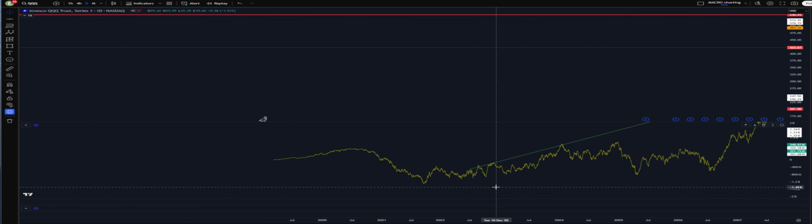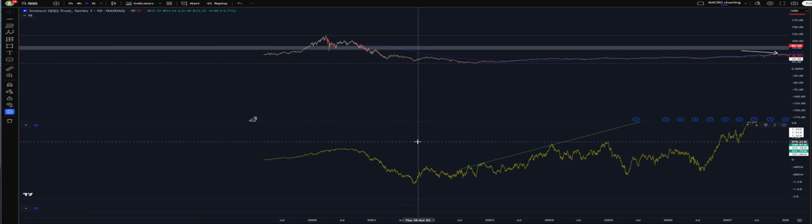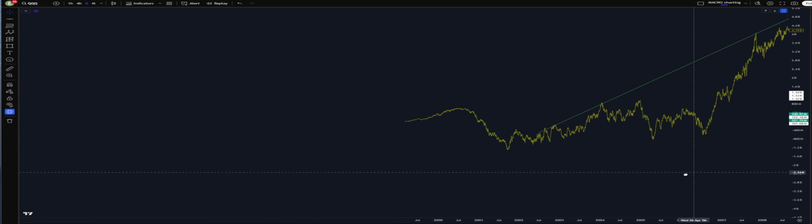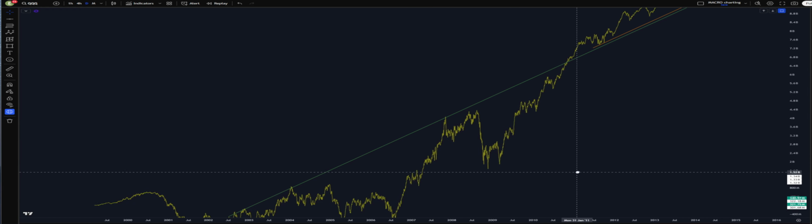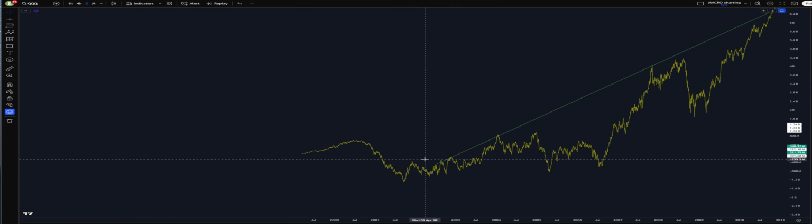So this chart we're looking at is QQQ. And what we are looking at is the ADL line. I simply want to show you this ADL line and this green line. This green line backdates all the way to 2000. You see this?